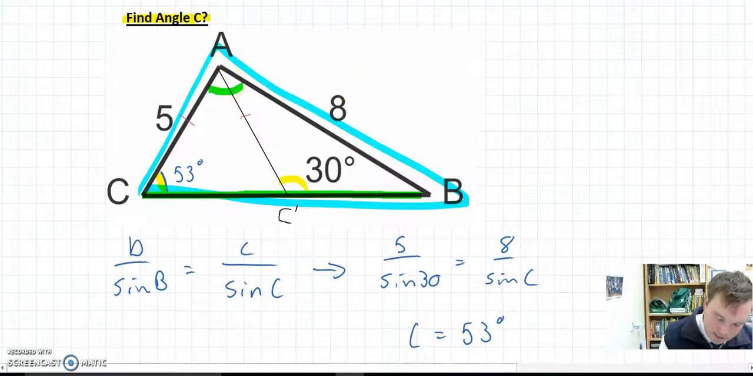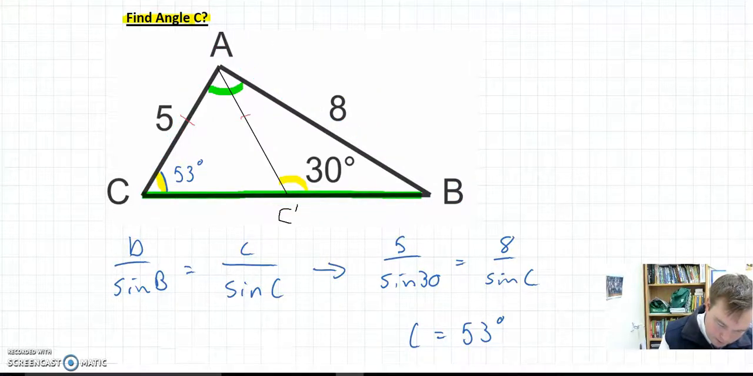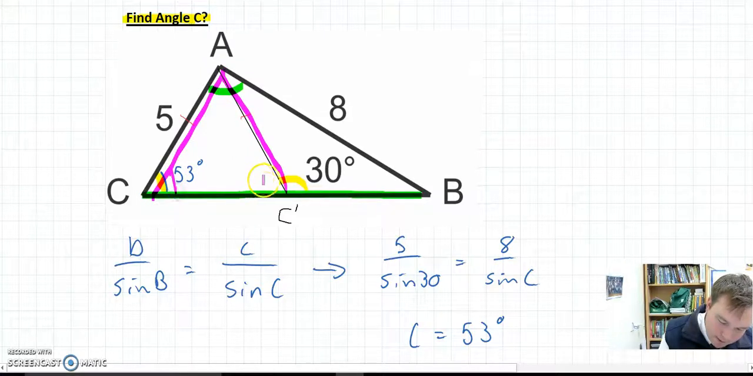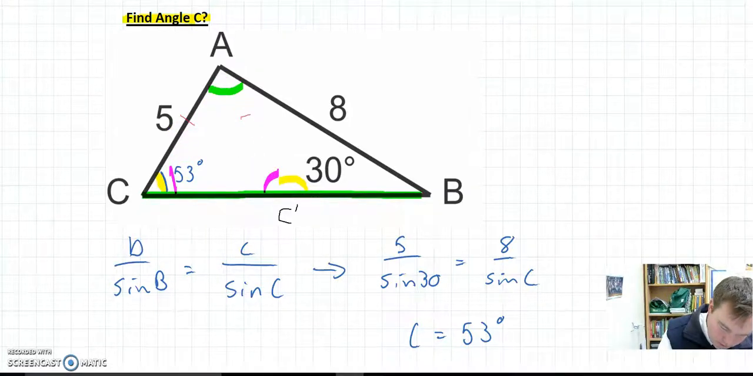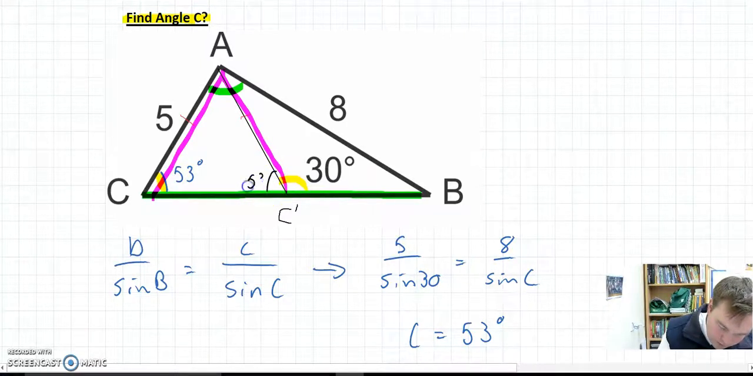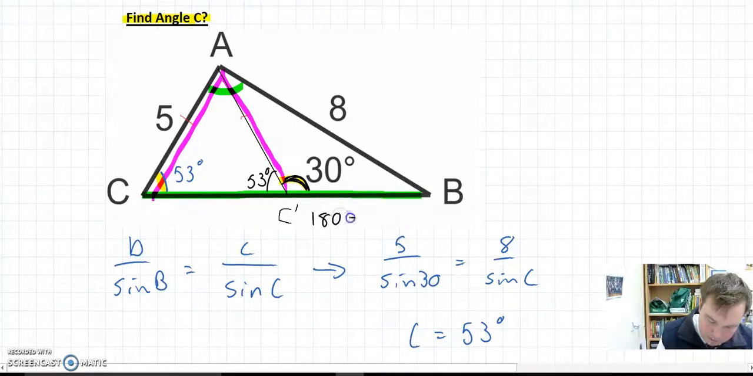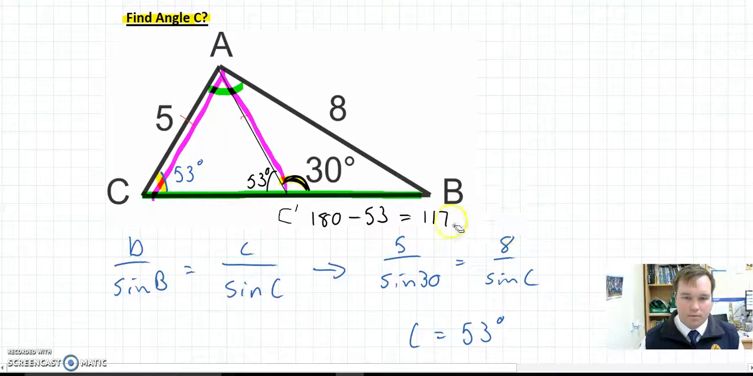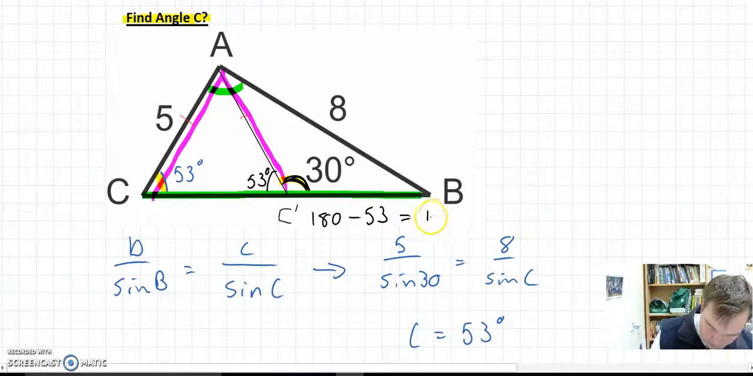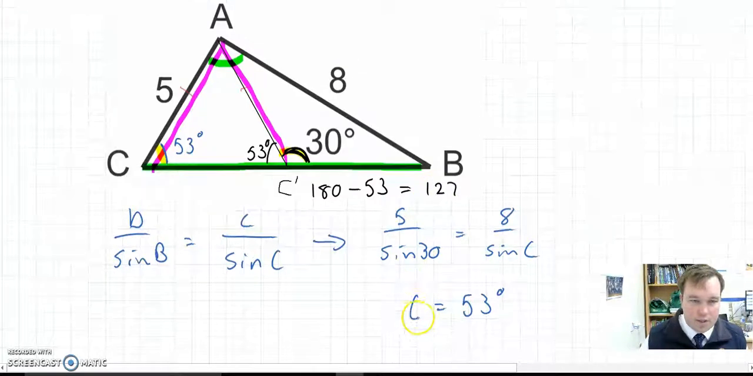What we have to recognize is that this is an isosceles triangle. So getting rid of the blue. This is isosceles. Those highlighted lengths are the same, which means the base angles are the same. If the base angles are the same, it means that this other angle here is also 53. Now, if that's 53, it means the alternative for C, this one here, is 127. Use a calculator to check. So our two solutions here are 53 and 127.